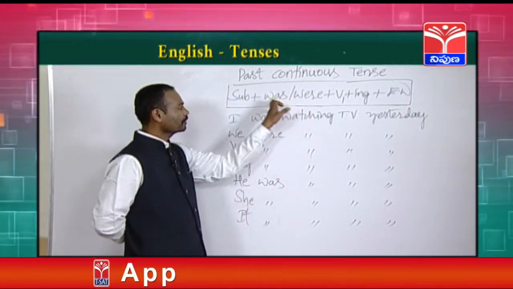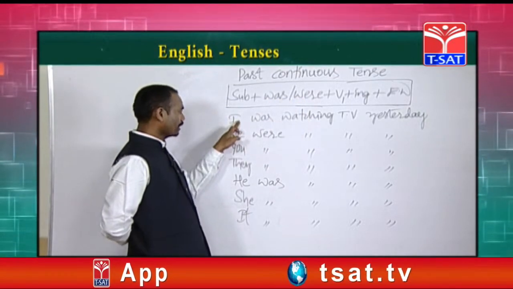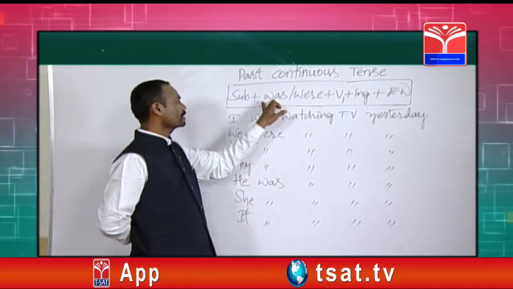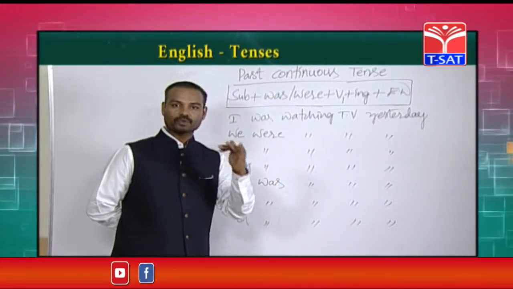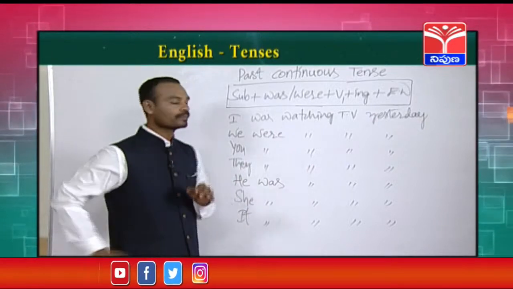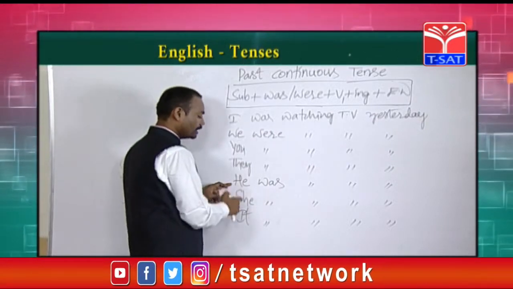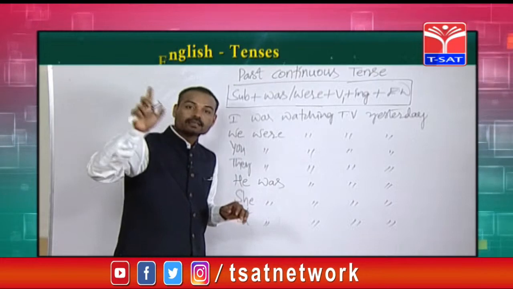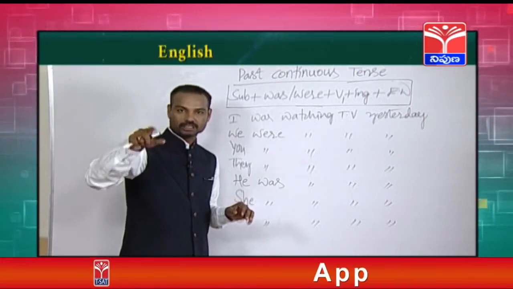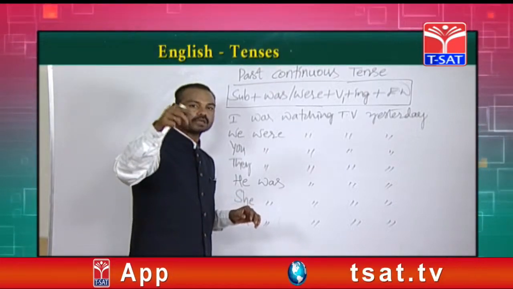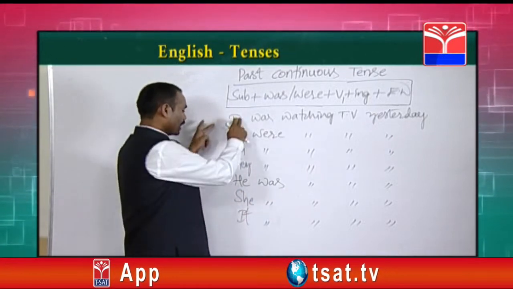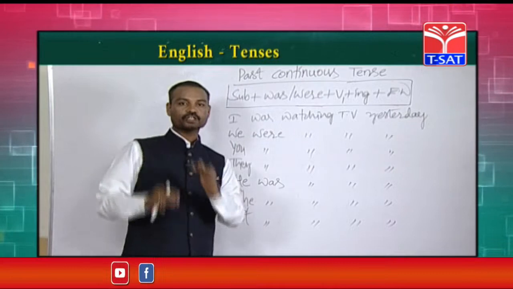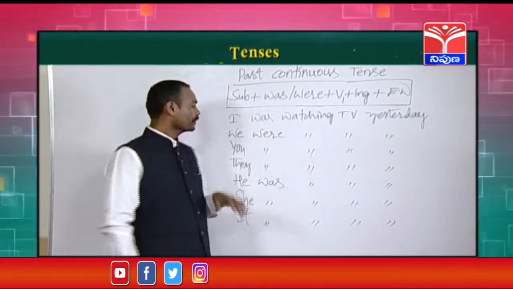Which helping verb should be taken here? After I, he, she, it and any singular subject, was should be used in this tense. Please remember, friends, once again I am going to tell you when we should use was. After I, he, she, it and any singular subject, my friend, my brother, my sister, Kiran, Kishore, Lata, Lalita, like that. You can take any singular subject, apart from we, you, they, and we should use was.